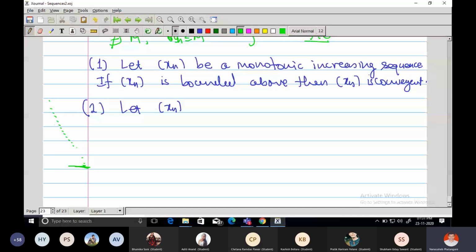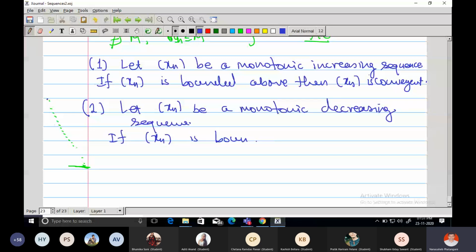So if xn is bounded below, if the sequence is decreasing, then bounded above is obvious, because the first term is the upper bound, right? Because all terms are smaller. So if the sequence is decreasing, then the only question is whether it is bounded below. So if xn is bounded, then it is convergent. Right, so the statement is clear.